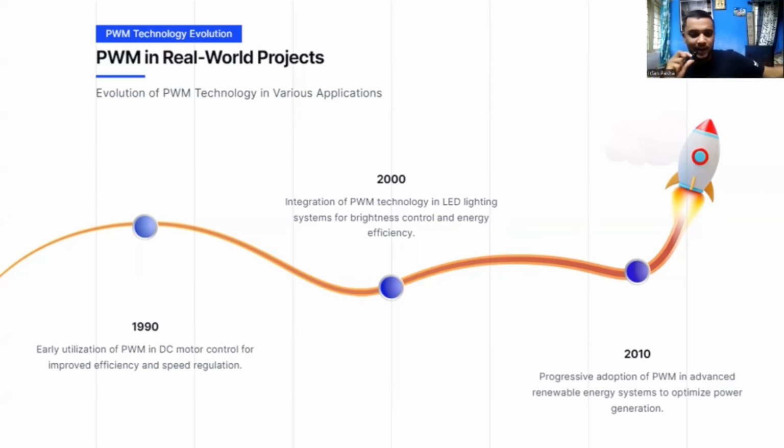Back in the timeline, in 1990 was the early utilization of PWM in DC motor control for improved efficiency and speed regulation. Coming to the 2000s, integration of PWM technology in LED lighting systems for brightness and energy control. And then 2010, the progressive adoption of PWM in advanced renewable energy systems to optimize power generation. And I hope many more uses of PWM will appear in the upcoming future. Let's pray for it. Let's hope for it. And let's support the industry for it. Right? So let's become good engineers.